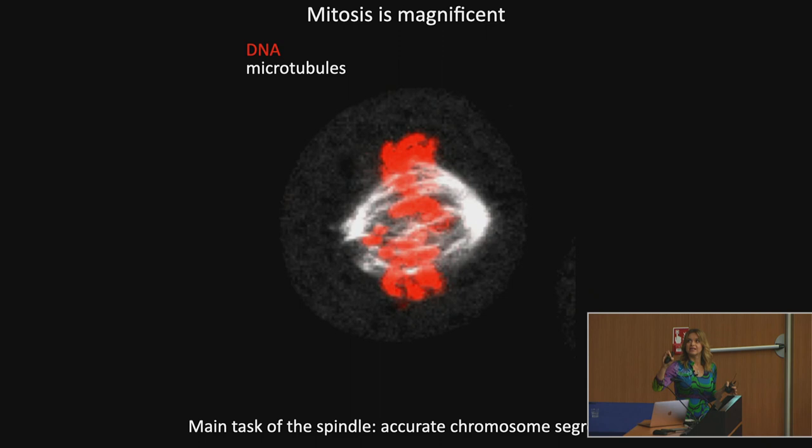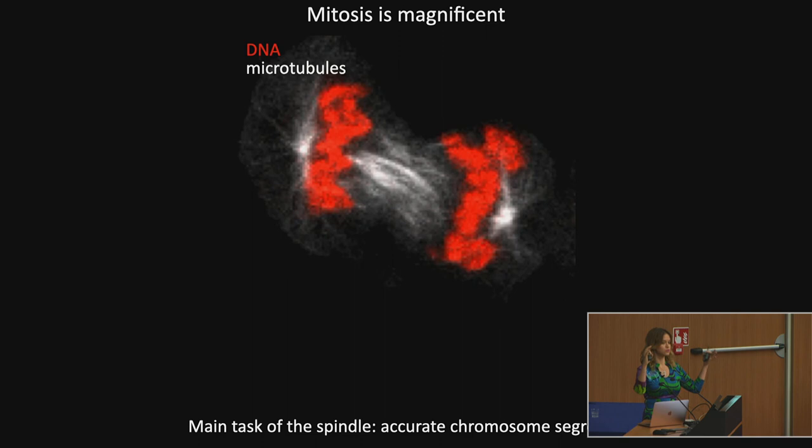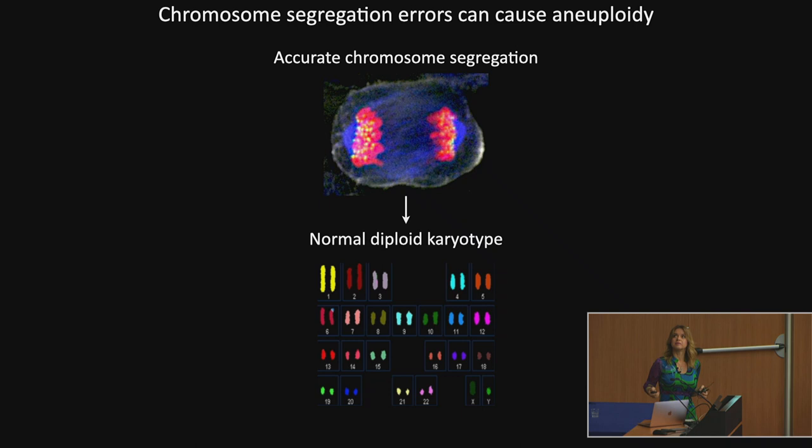So what the spindle has to do is, of course, accurately segregate the chromosomes into two equal parts. This is very important because if the spindle segregates the chromosomes correctly, like in this example, so we have one set of chromosomes here, one here, then the daughters of this cell will have a normal karyotype. The karyotype is just the set of chromosomes in our cells. So this is how our chromosomes should look. We should have 23 pairs of chromosomes, and each of them should be exactly in two copies.